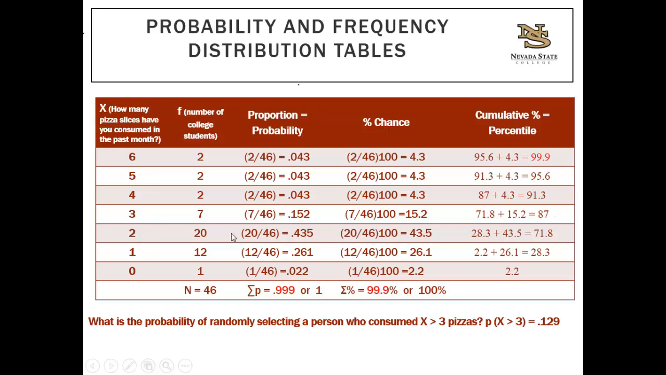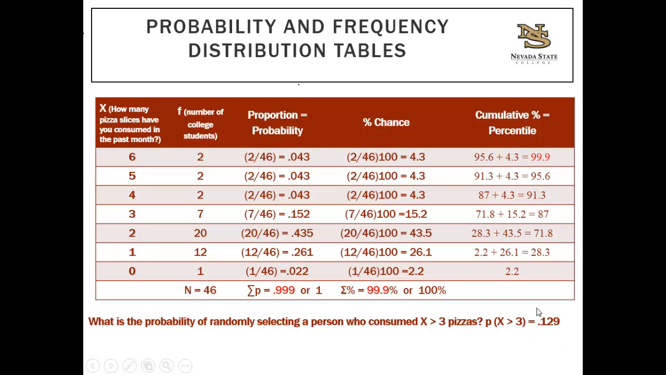So although you can't go to the percentile for 3 and get your answer, if you think about it, this tells you the percentage of people in the population who had 3 or fewer. Well, if you're working with 100% of the population and 87% had 3 or fewer, well, 100 minus 87, 13% had more than 3. That represents these people here.